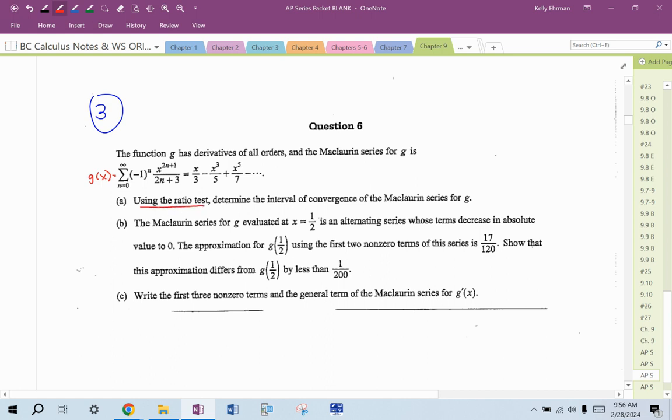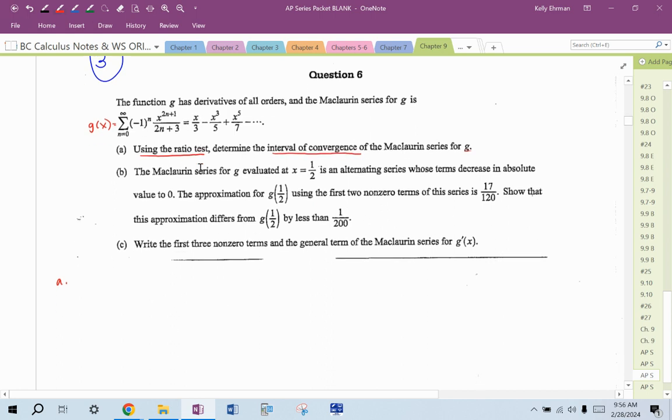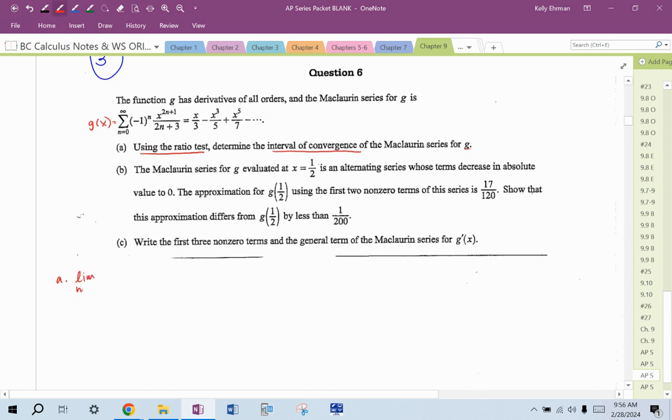Using the ratio test, they tell us what to do. Determine the interval of convergence for the Maclaurin series for g. Use the ratio test on this. So to begin, we should be doing the limit as n approaches infinity of the absolute value, so ignore the -1 to the n for now, of the n plus 1th term. So when you plug n plus 1 into 2n plus 1, remember you've got 2n plus 2 plus 1. So that's x to the 2n plus 3. When you plug n plus 1 into 2n plus 3, you're going to get 2n plus 2 plus 3, 2n plus 5. That's the n plus 1th term, divided by the nth term.